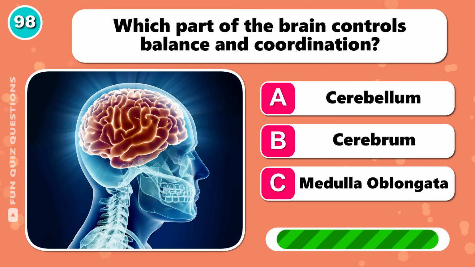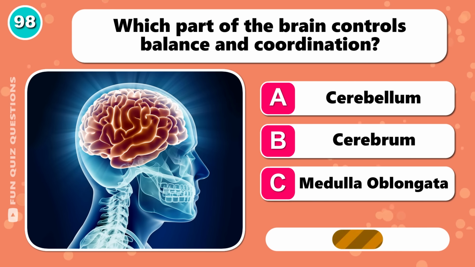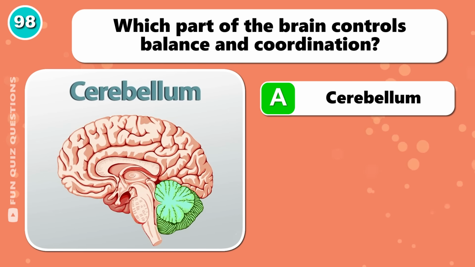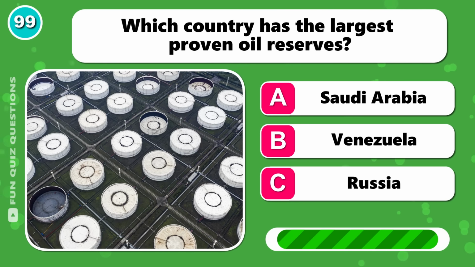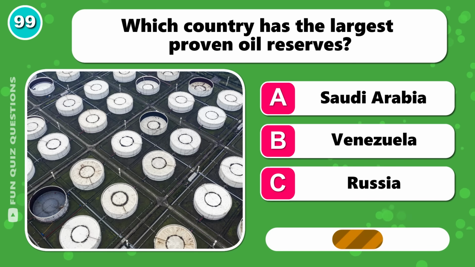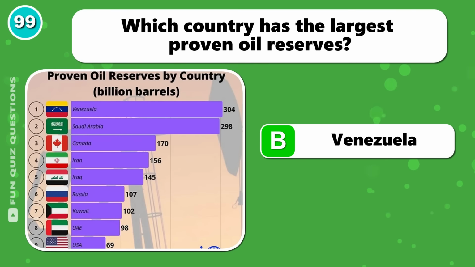Which part of the brain controls balance and coordination? You got it, A, the cerebellum. Which country has the largest proven oil reserves? It's B, Venezuela.